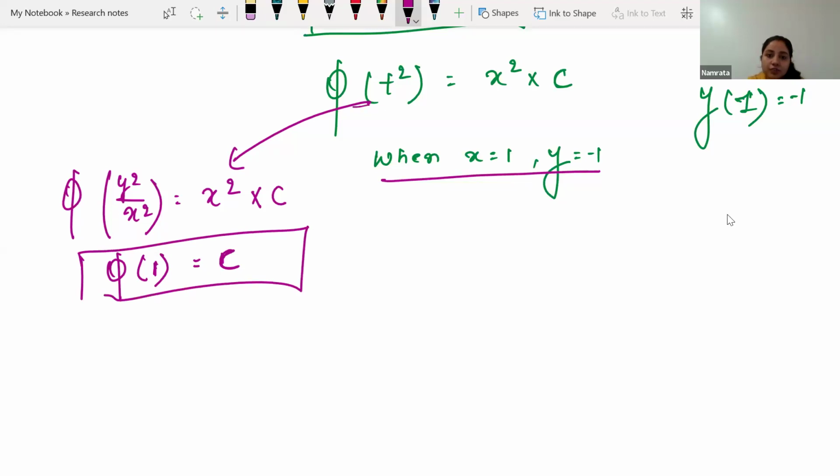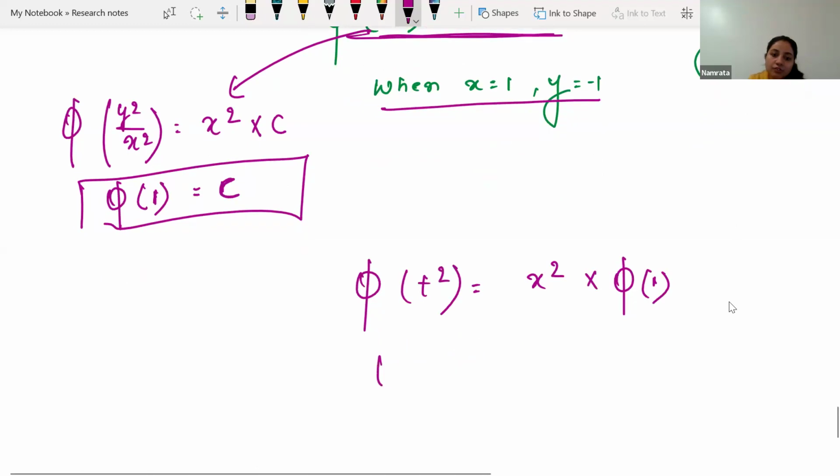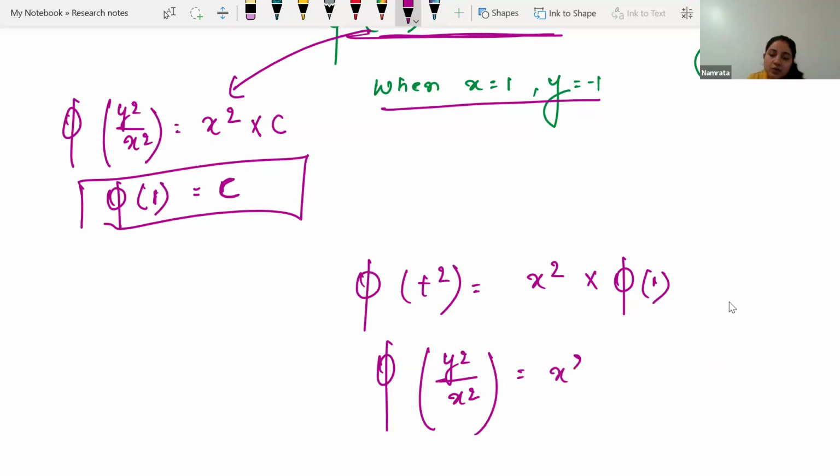And if we use this equation again, phi of t square is equal to x square into c. C means phi of 1. T square means phi of y square by x square is equal to x square into phi of 1. This is what we have in hand for now.